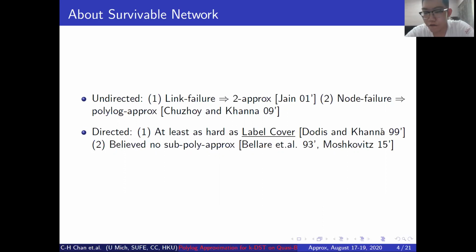However, if we focus on the directed one, it is much harder than the undirected one. There are two results for the hardness of the directed one. The first is that it is at least as hard as the label cover problem. And the second is that for the directed one, it's believed that there is no subpolynomial approximation ratio algorithm.